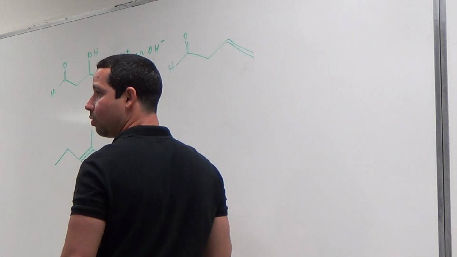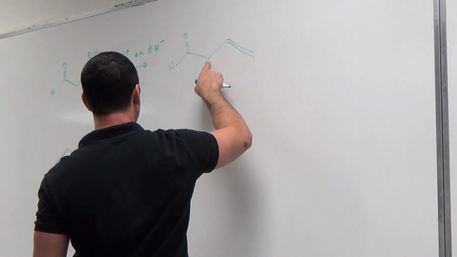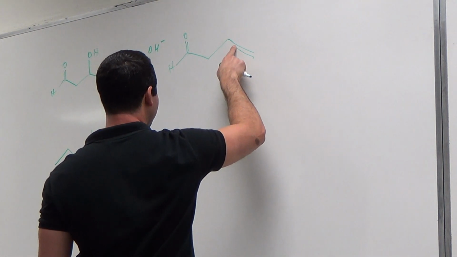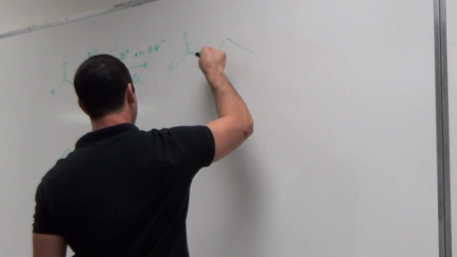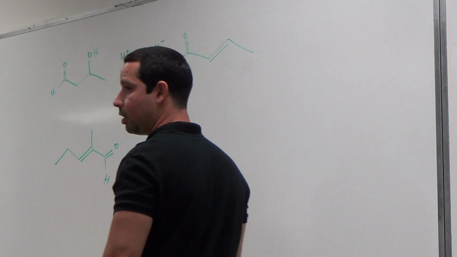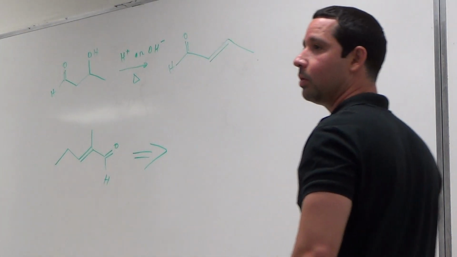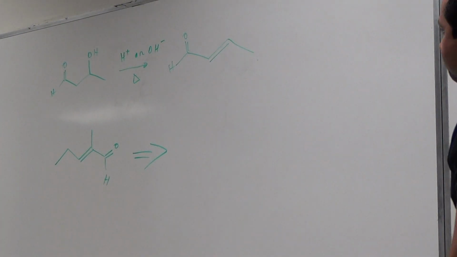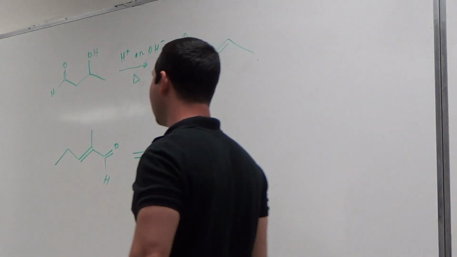You don't make the double bond wherever you want. You make the double bond in the alpha and the beta position. You make the double bond here. Yes or no? Where did this come from?